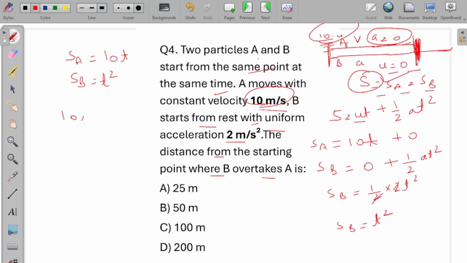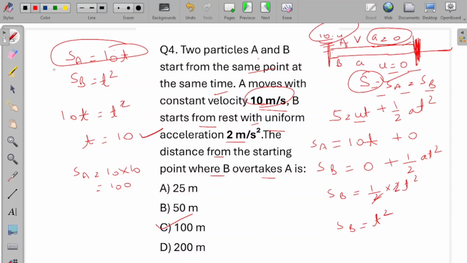Equating both, we will get 10t is equal to t square, and t is equal to 10. By putting this value of t in the expression for SA, we will get SA as 10 into 10, 100. So the answer, the displacement, is 100 because SA and SB are the same.